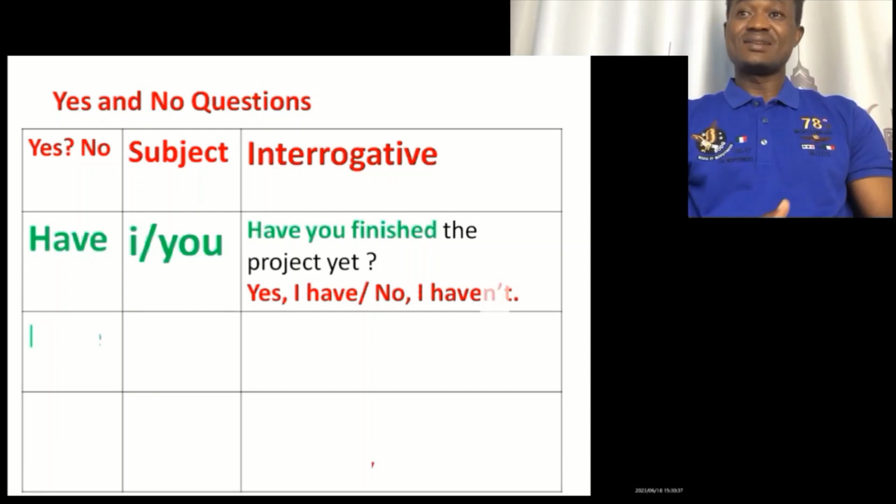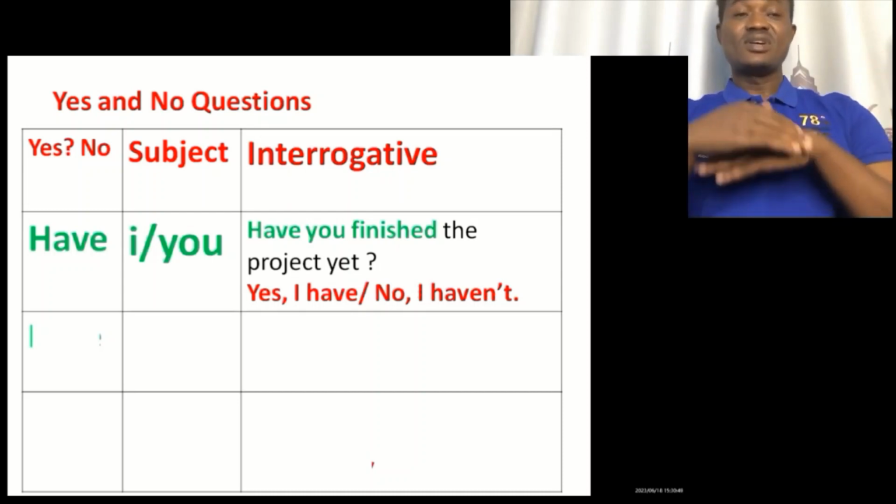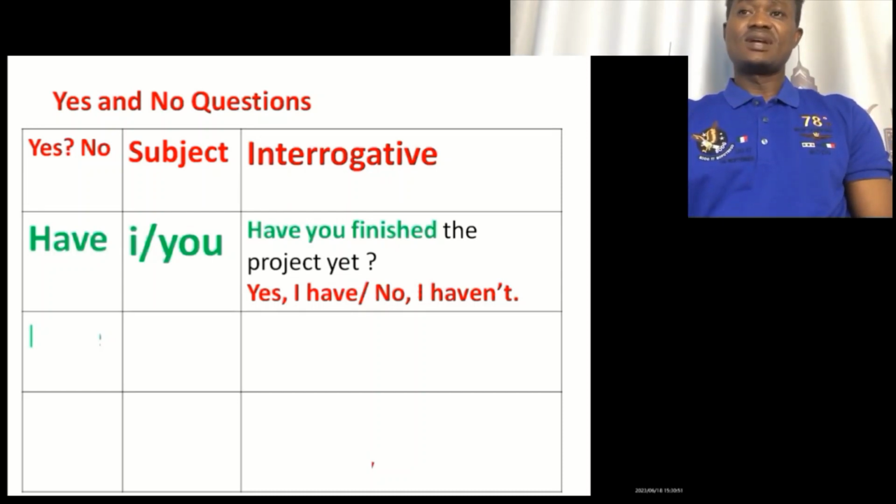When we are asking a question in present perfect, we simply answer the question: Yes, I have. No, I haven't. This will be the answer to the question, okay? So have you finished the project yet? Yes, I have. No, I haven't. All right, let's go to the next one here.